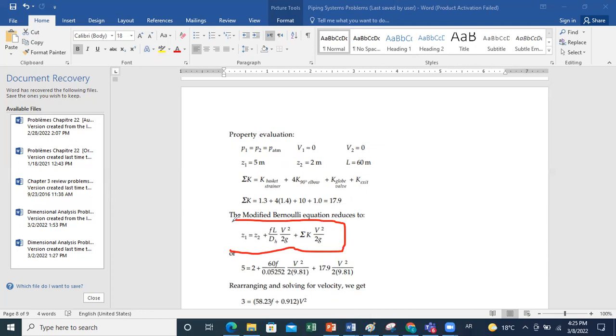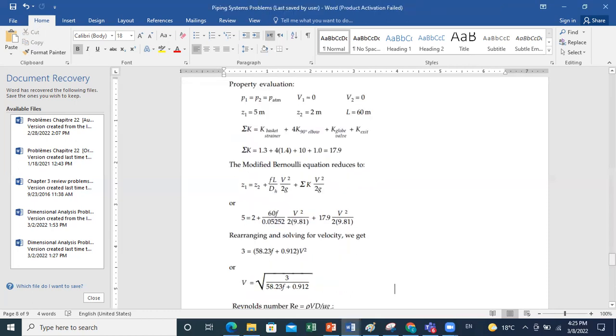Now, once I write this equation, I have to determine what my unknowns are here. I don't know the friction factor, and I don't know the value of my velocity. Okay, here there is a typing error. It's not true that V2 is 0. Okay, so please keep that in mind.